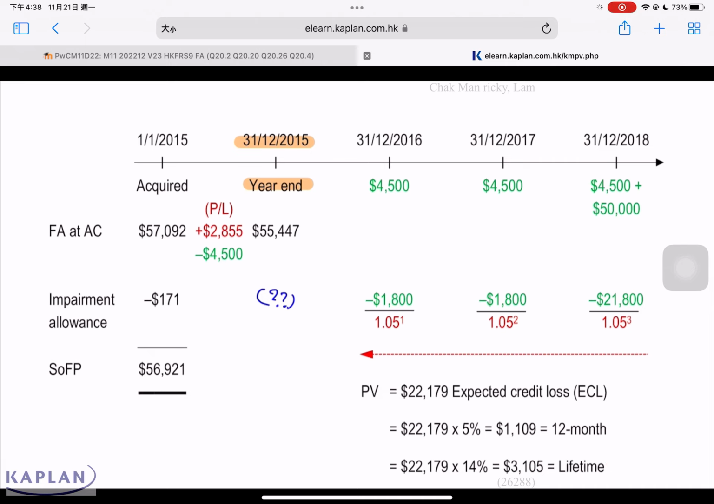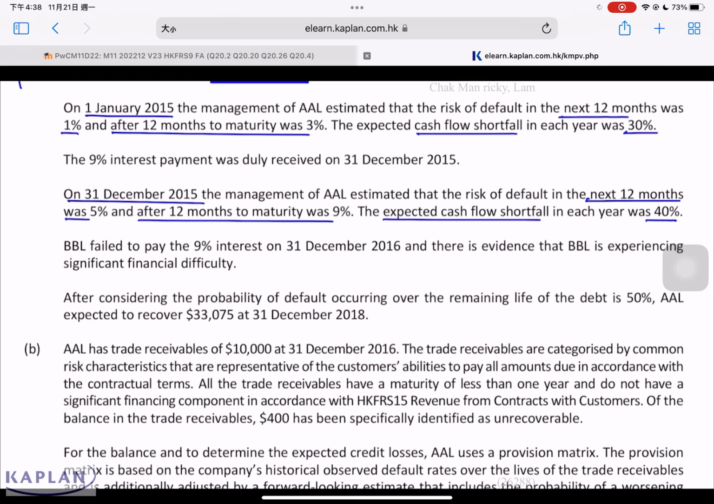Which one do we take? Do we take the 12 months or lifetime? Depending on these assets, is it stage 1, stage 2 or stage 3? The risk of the expected default for the next 12 months is 5%. After 12 months it is 9%. Total equals 14%. As compared to initially, which is 4%. This 14% chance is not considered low. If it's not low, has this increased significantly?